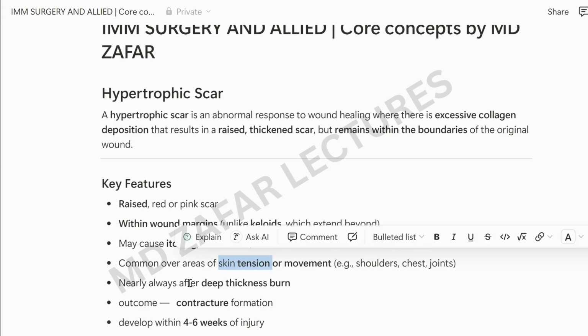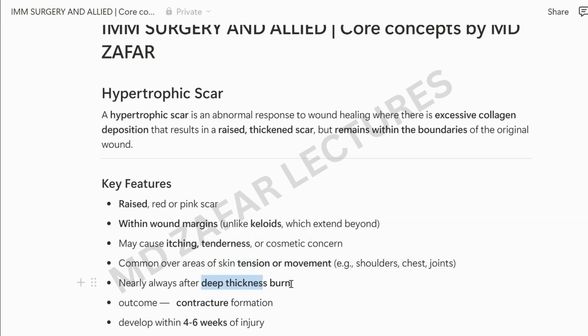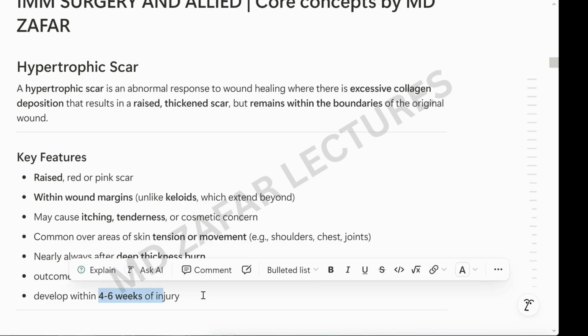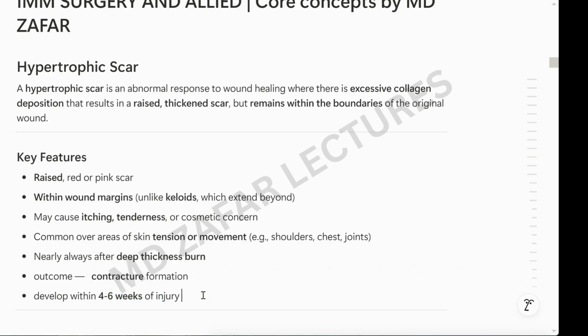Now, it nearly always develops after a deep thickness burn, and one of the possible outcomes is contracture formation. It usually develops within 4 to 6 weeks of injury. So these are the key factors. Now we will talk about a bit of the pathophysiology and treatment for hypertrophic scar.